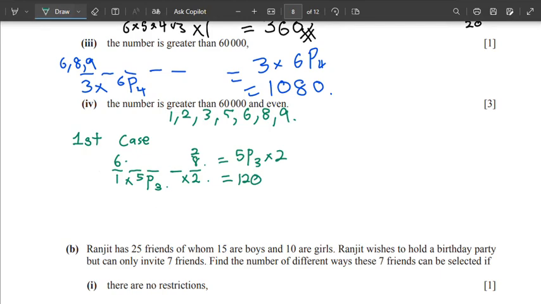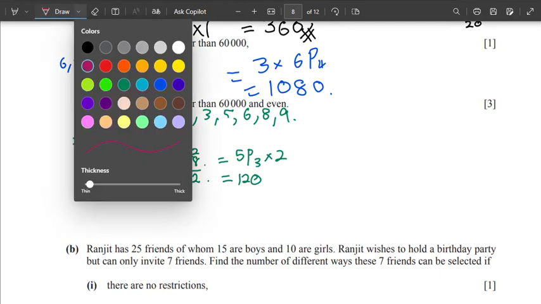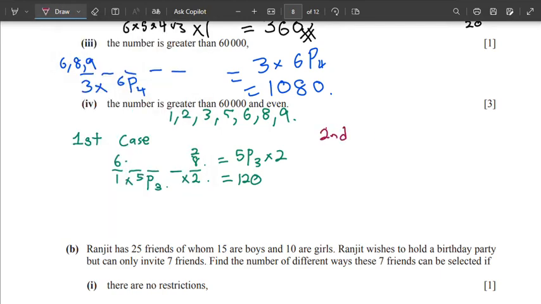Okay, now I'm going to change the color. This will be a bit tricky, but yeah. Second case. Let's say my first digit is 8. So that means my last digit has to be even, which is 2 and 6. So same thing, 1, and then my ending is 2. So 5 digits, I only have 3 sample space. So 5P3 times 2. So it's going to be also equals to 120.